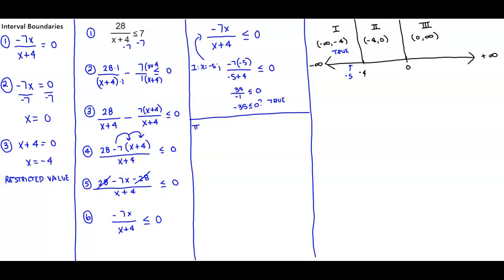Let's try interval number 2. We can pick negative 1. So x equals negative 1. We have negative 7 times negative 1 over negative 1 plus 4. I want to see if that's less than or equal to 0. Negative 7 times negative 1 is 7. Negative 1 plus 4 is positive 3. And so is positive 7 over 3 less than 0? Well, the answer is no, so it is false for region number 2.